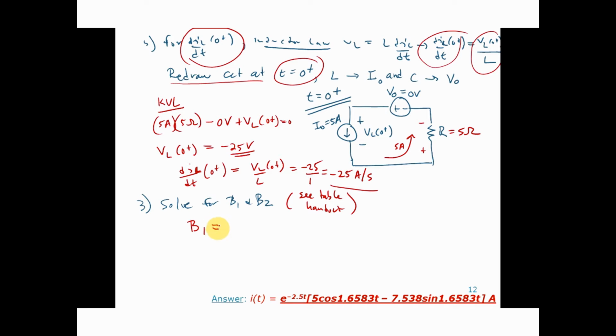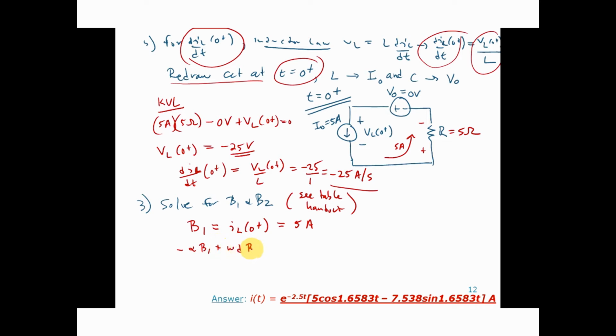What's B1? According to your table, B1 is IL of 0 plus, right? Which we've decided is 5 amps. And B2 is, well, actually, what is the formula involving? There's the second formula there. What's that second formula say? Minus alpha B1, right?